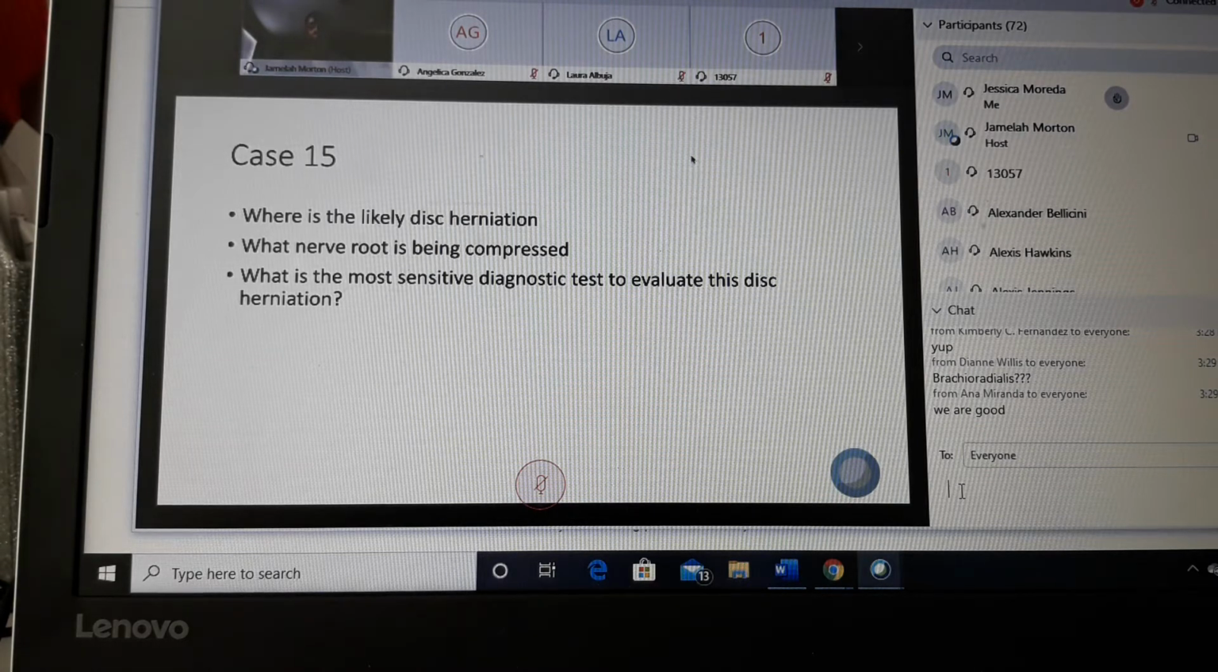Okay. What's the most sensitive diagnostic test to evaluate this disc? Remember, tissue, MRI, bone, CAT scan. So if we're looking for a fracture, we can do an X-ray or CT. If we're looking for a disc herniation, which is tissue, we're looking at an MRI.